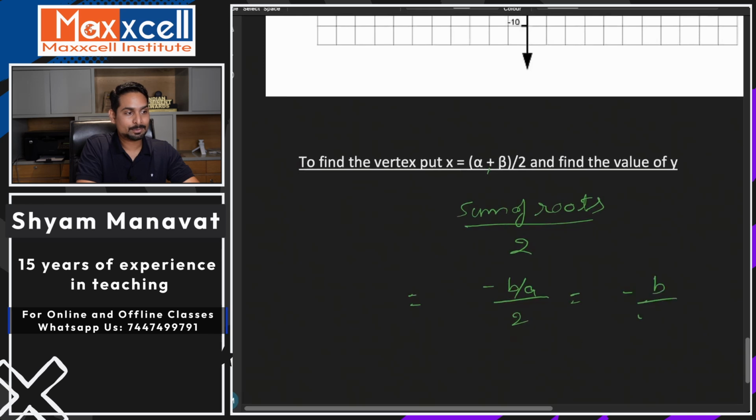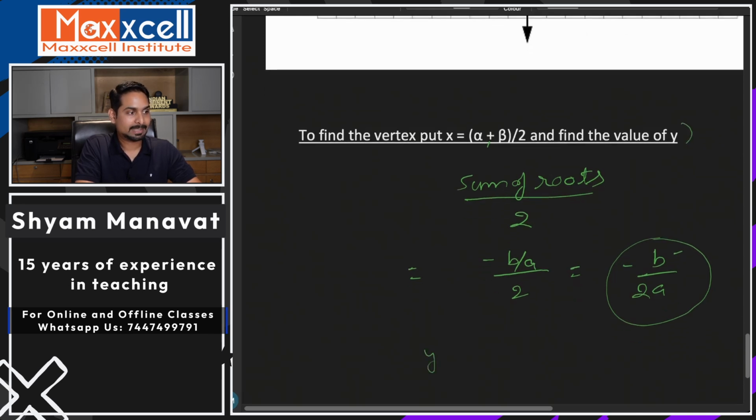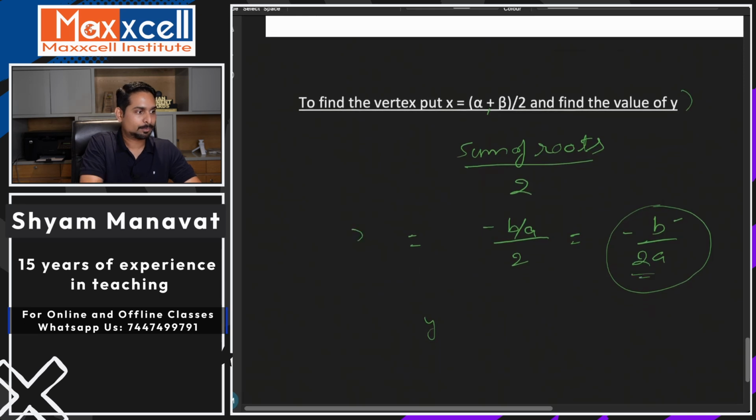Minus b upon 2a. That means if for any quadratic function, if you substitute x is equal to minus b upon 2a, where a is the coefficient of x square, b is the coefficient of x, then you will get some value of y, and that value of y and this value of x both will get you the coordinate of vertex. I hope you are able to connect the dots.